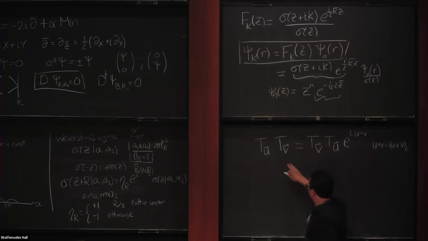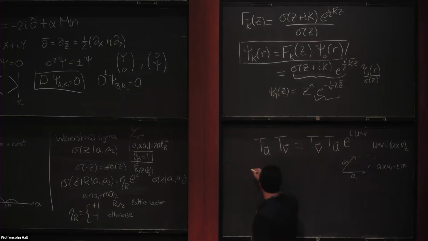So this tells me that magnetic translations generally don't commute. But if I take two vectors that enclose an area that's a multiple of 2 pi, they would commute. So if I take basis vectors A1 and A2, such that A1 cross A2 is plus or minus 2 pi, and construct the lattice vectors R = n A1 + m A2, then for any pair of lattice vectors R and R prime, these magnetic translations commute.